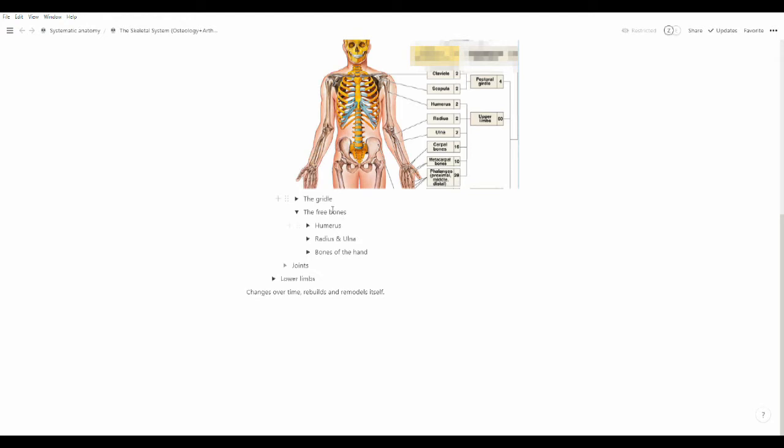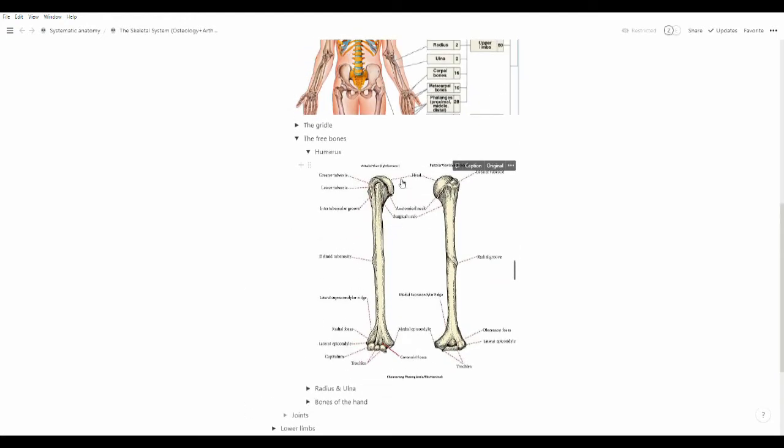So the free bones, there are three main bones, or actually not three bones, there are more than that, but three parts. We have this part, this part, and this part, the hand. So the first bone is the humerus bone, which some people call the funny bone, which is not funny at all. It's this bone in here.